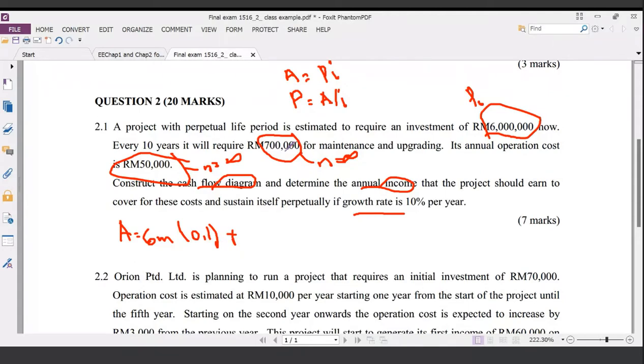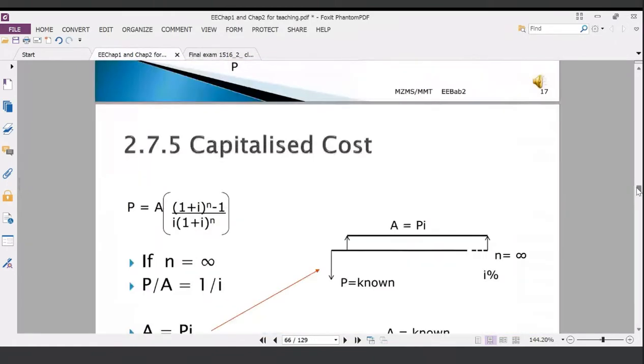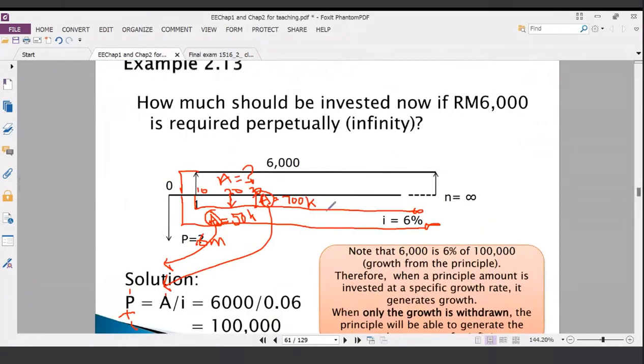How can you convert that into A? This 700,000 is the maintenance cost that happens every 10 years. If you want to bring that to here, what you need to do is determine A here, and this one is considered F.